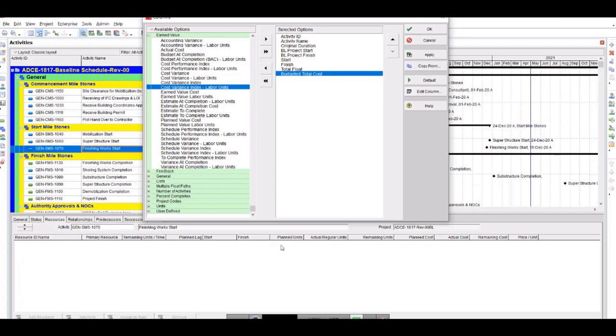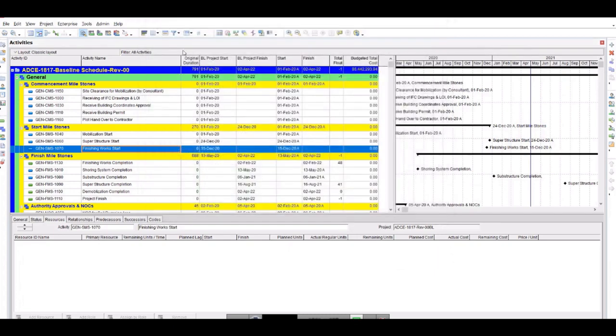So if I have put 10 budgeted labor units, 5 budgeted non-labor units, and 5 budgeted material units, only 10 units will drop down here, while the cost for all three of them will be multiplied with price per unit and the total cost will go here. So this is the criteria of how P6 deals with earned value.